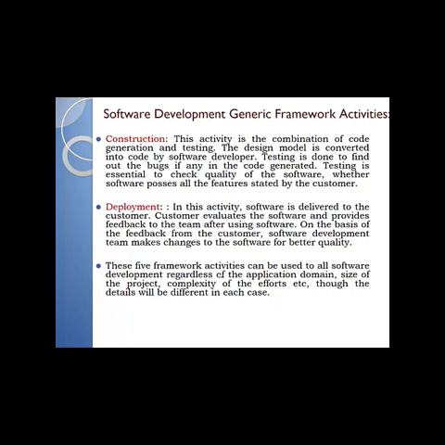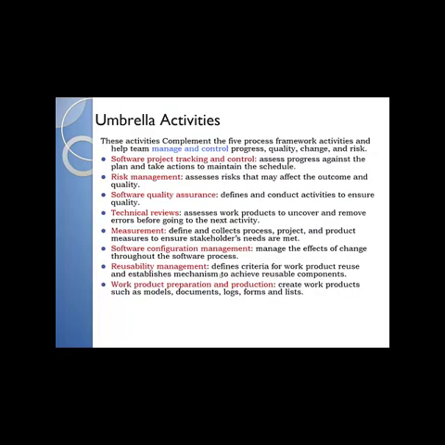Okay. The second type of activities which we are going to discuss now are the umbrella activities. Umbrella activities are the subsidiary activities, or we can say the complementary activities. It is not necessary that each and every project will require each and every umbrella activity, but they are the activities which will help the team manage and control the progress, quality, change, and risk of your project. So depending upon your project size and project requirements, these umbrella activities will vary.